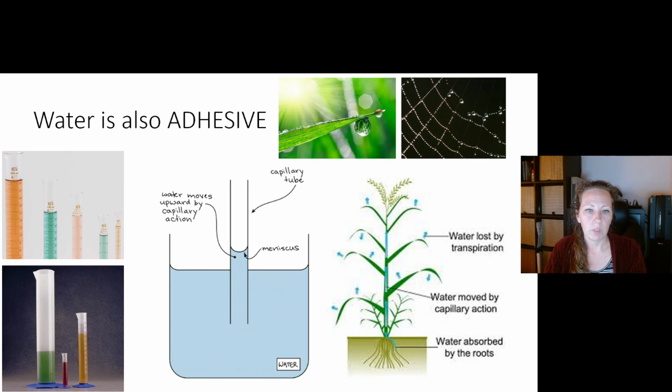Now plants. This adhesive property is how plants are able to take up water, right? Water is absorbed by the roots, and it works just like this capillary tube. The polar nature of the inside of the plant draws up the water, and the cohesive nature of water just keeps the column of water moving up. It is distributed all the way through the plant, where it is finally lost through transpiration from the leaves.